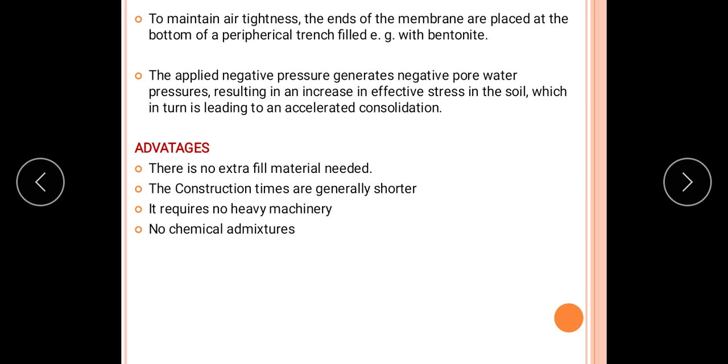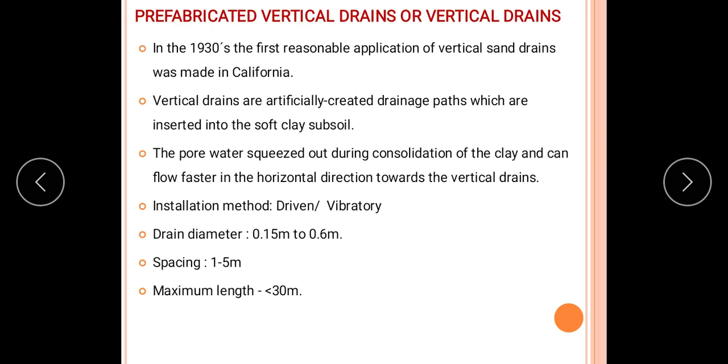The advantage of this method is that no extra fill material is needed. So borrowing soil and constructing the embankment is not needed here. The construction times are generally shorter. It requires no heavy machinery and no chemical admixture. So these are the simple advantages of the vacuum method.